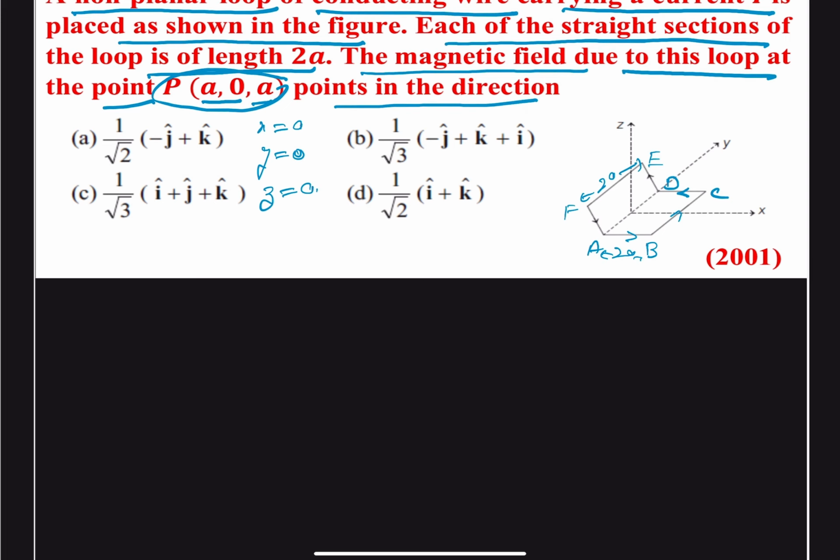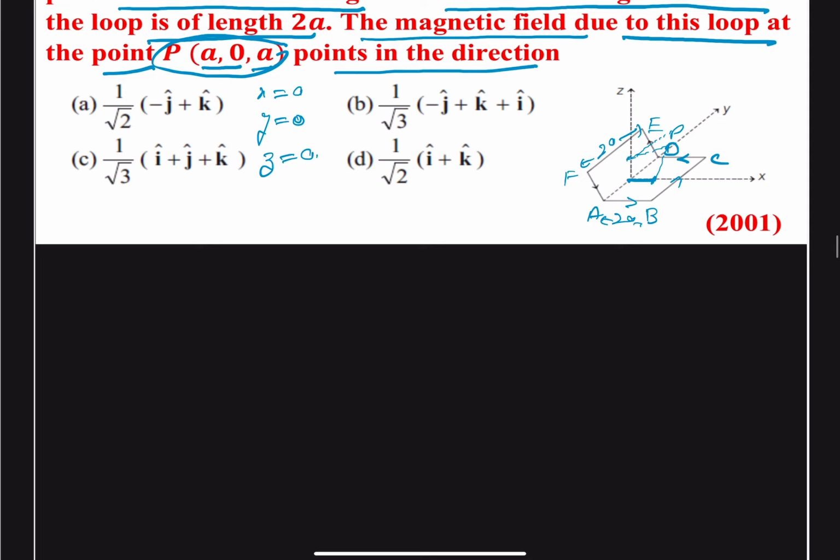So we can make an approximate guess of this point. Our X will be a, so this will be somewhere here, and we can move vertically. Y will be equal to 0, and Z will also be equal to a. So our Z equal to a will be somewhere here. We can make an approximate. This will be our point P. So we have to find the direction of the magnetic field at this point P.